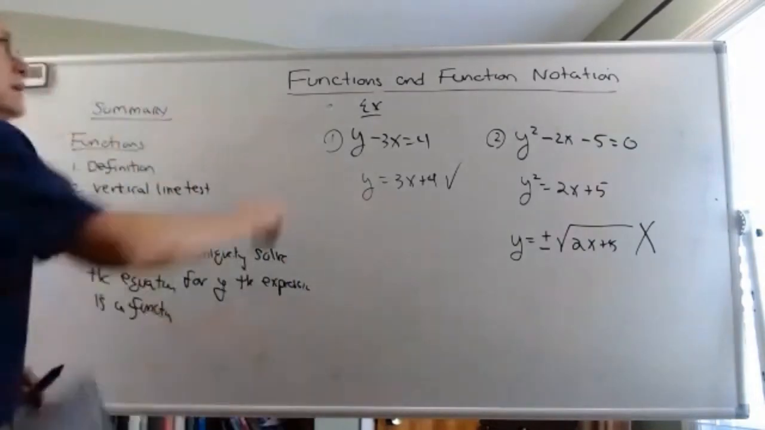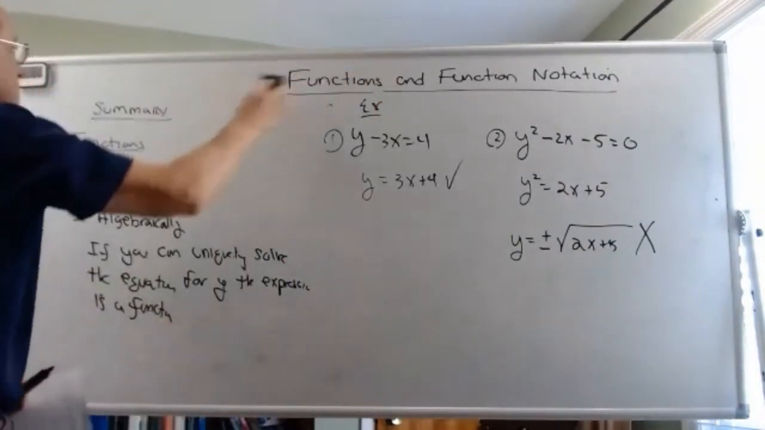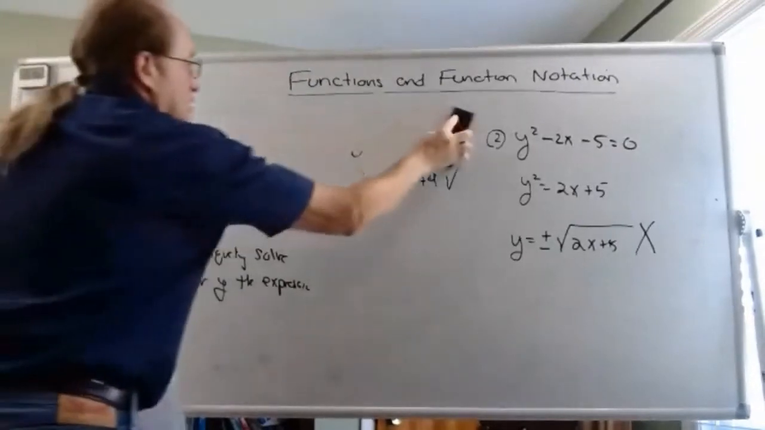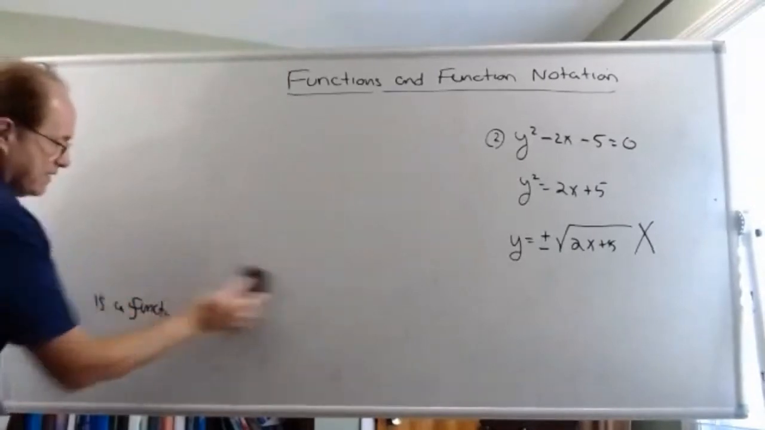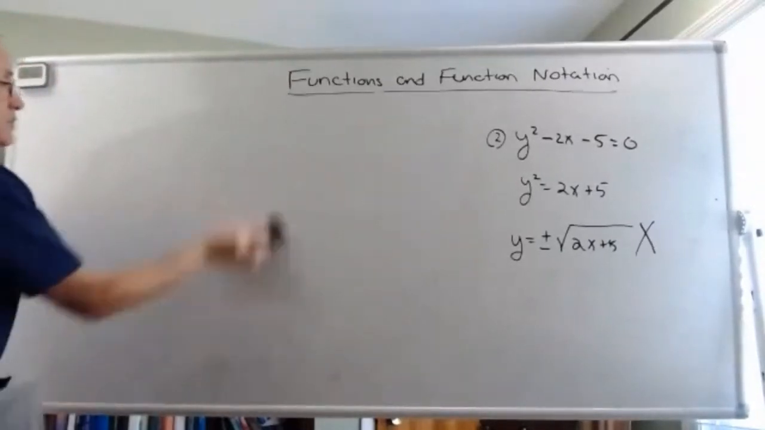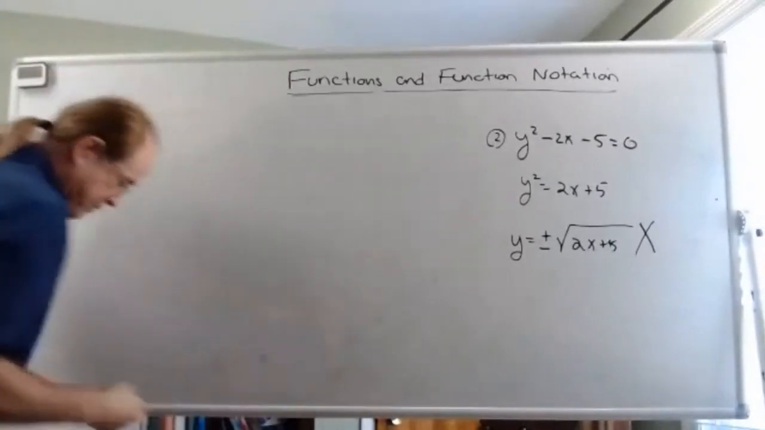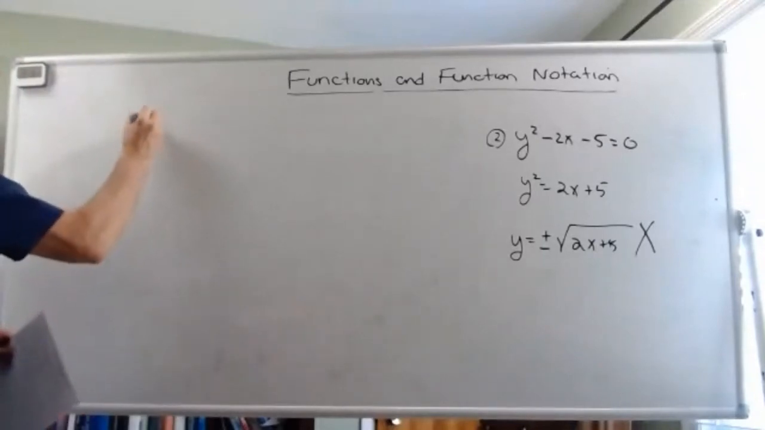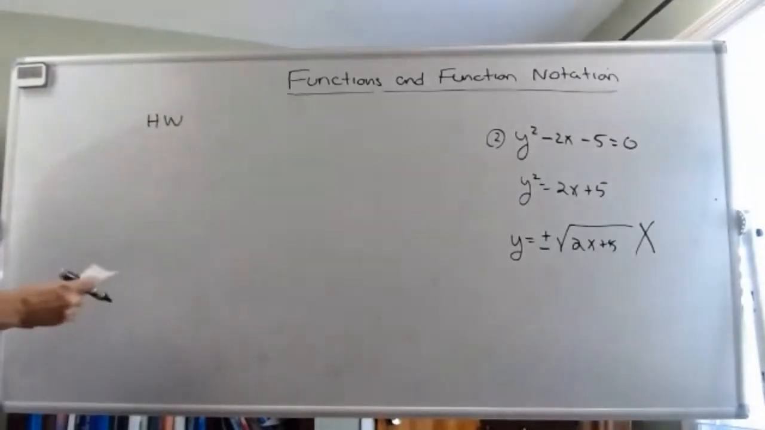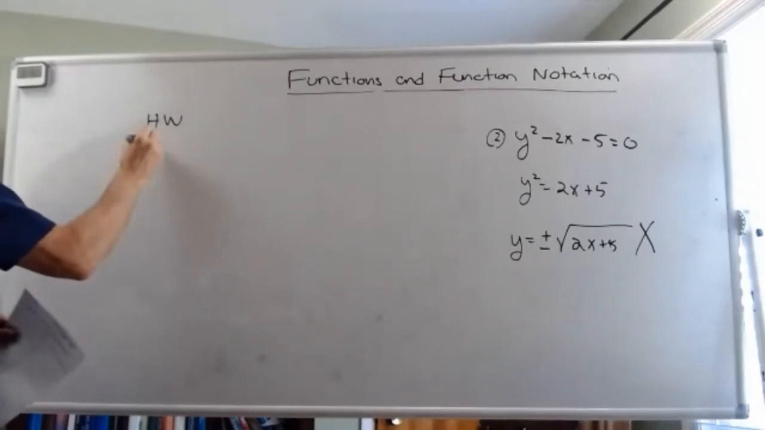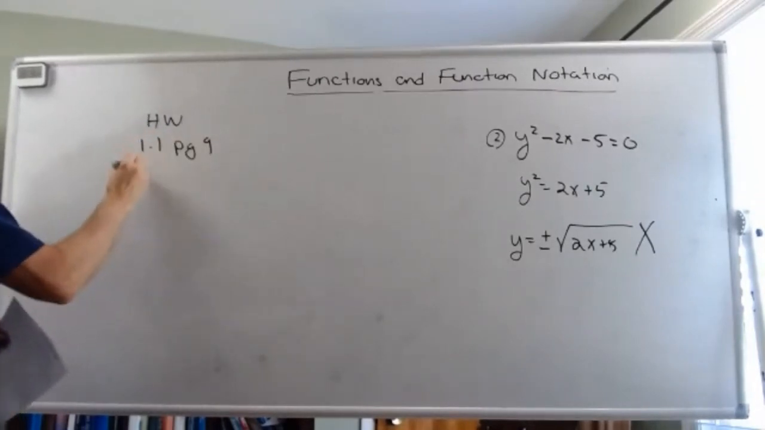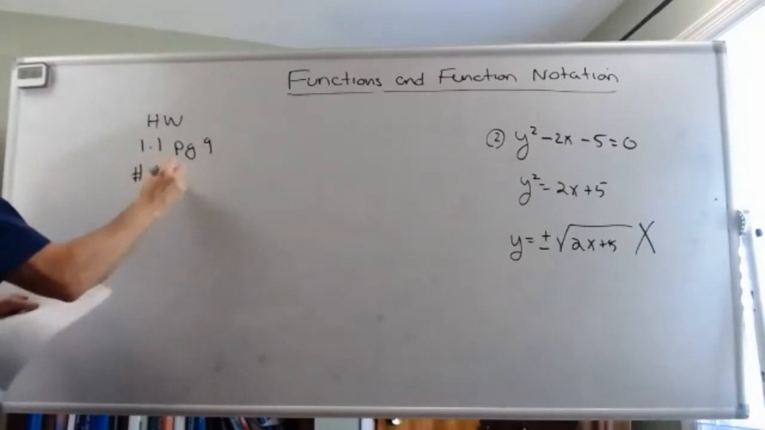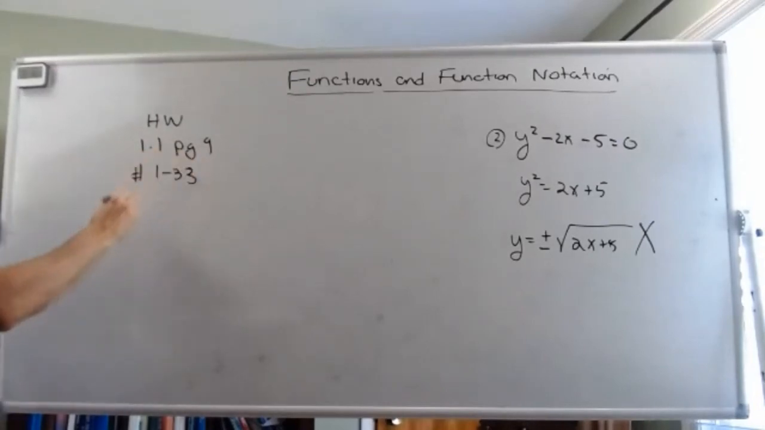Now for the homework for this, it's all about functions and the basics of function notation. Go through the problems. Also, read through the text if you're having any difficulty. Spend some time on those algebra problems as well. So here's our homework, and it's section 1.1 on page 9, numbers 1 through 33.